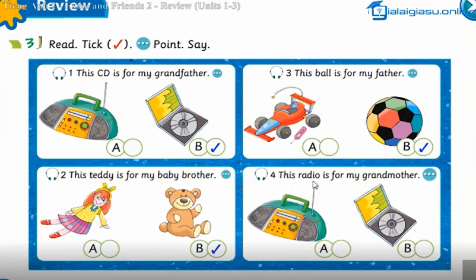This radio is for my grandmother. Okay, so A or B is a radio? Is picture A. Good job. Now let's move on to part 4.